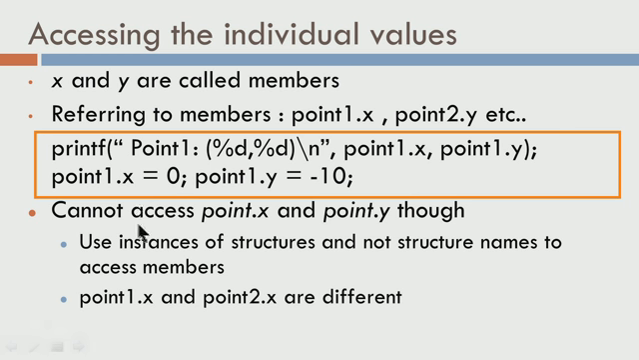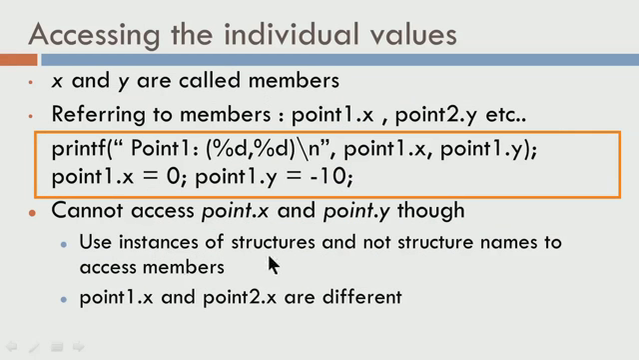So one small thing that you have to watch out for is that you cannot access point dot x and point dot y. Remember, point is a data type. The data type does not mean that you already have storage. Only when you have a variable of the certain data type you are allocated storage. So you can only use instances of the structures, namely the variables that you have used, and not the original data type itself. So point 1 dot x is okay, point dot x is not, point 2 dot y is okay, point dot y is not.